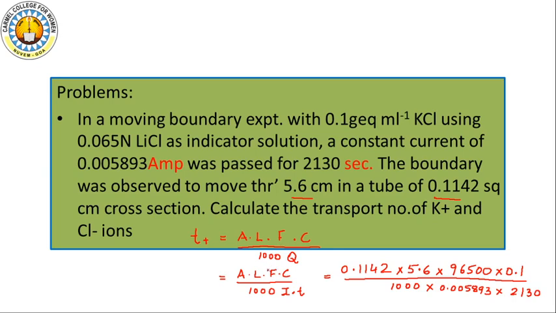Calculate this and find out the transport number of the H plus ions, and then you can find out the transport number of the negative ions using the formula T plus plus T minus is equal to 1. So you can rearrange this as T minus is equal to 1 minus T plus.